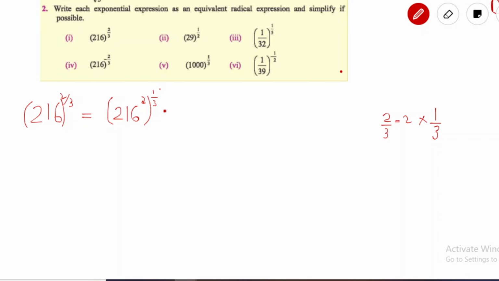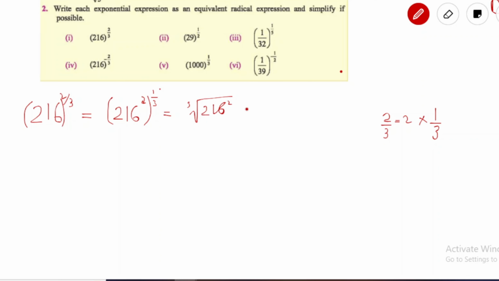Why did we do this? If you look at this, that is going to give you 1 over 3, where your numerator is 1 and denominator is 3. It's giving you the cube root, so it's the cube root of 216 squared. So that is simply the radical expression of this exponent form.